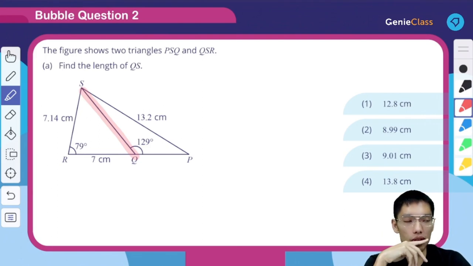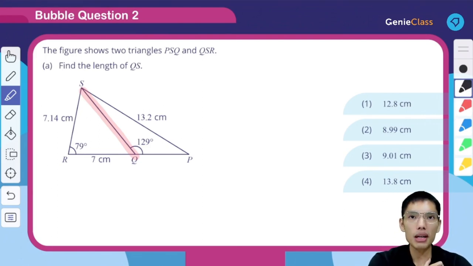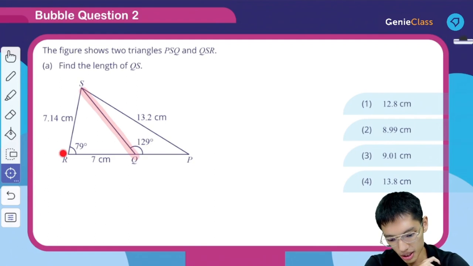Because some of you actually might have used cosine rule or sine rule. If you work out with sine rule and you take 180 minus 129, you realize this can be correct, but take note. Did they mention that RQP is a straight line, or anywhere in the question? So therefore, don't trust the diagram, always trust the description. If they never say it's a straight line, please don't assume it's a straight line.